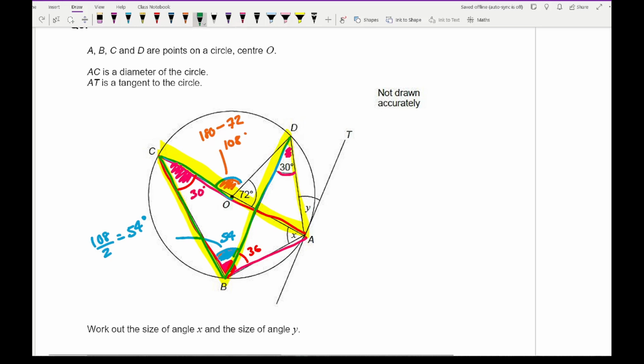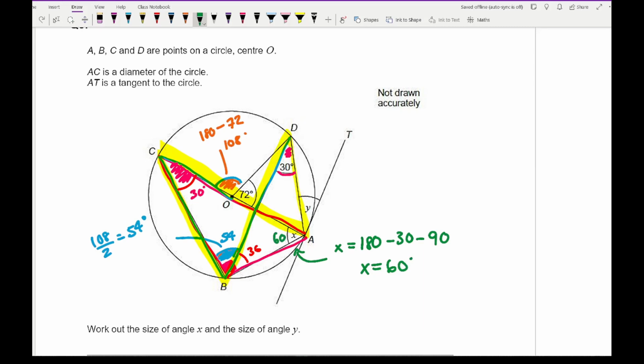Now from this I can then work out what x is going to be. So x is going to be 180 degrees because it's a triangle, take away 30, take away 90, and so x equals, and it's going to give me an answer of 60 degrees.